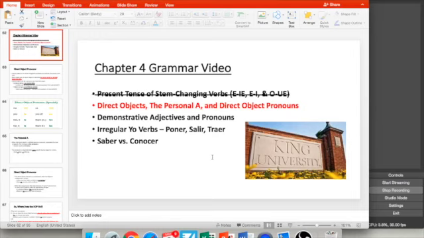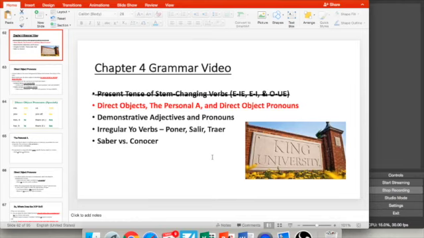Okay, so the second major grammar point in this chapter refers to direct objects, direct object pronouns, and what we call in Spanish the personal a. So that may sound like Greek to you, especially if in your grammar classes, maybe in elementary school or middle school or high school, maybe you didn't learn grammar about the English language.